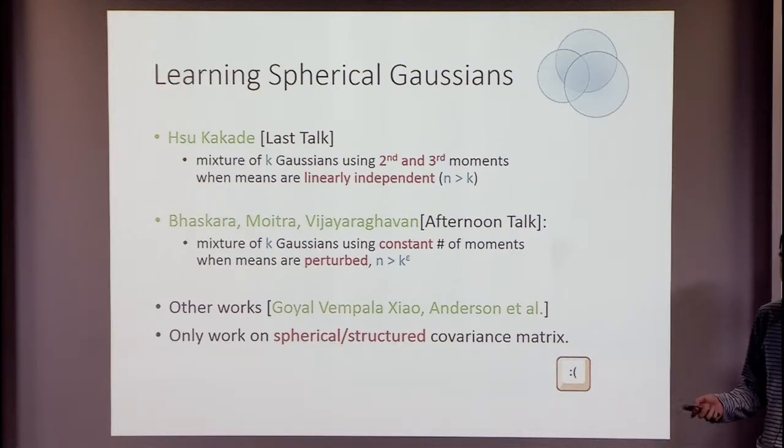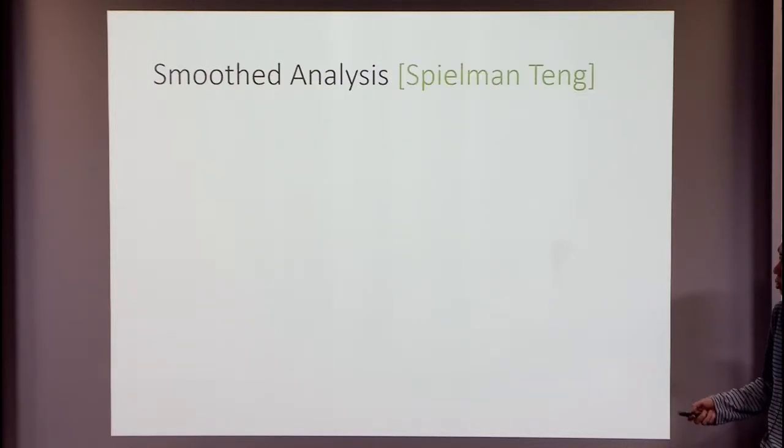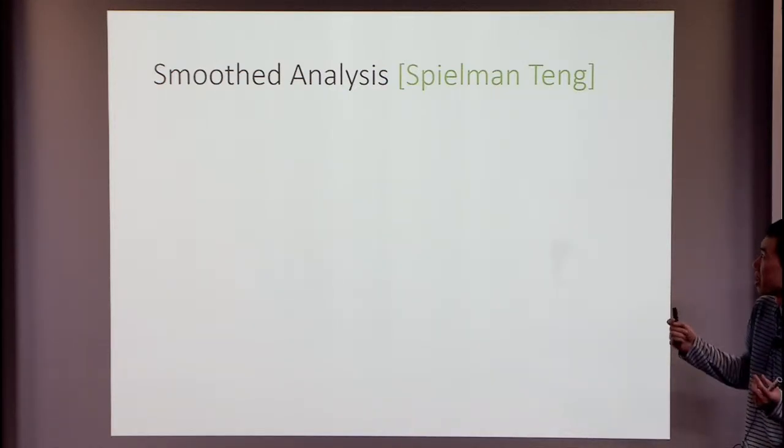But we cannot hope to do this in the worst case. As Moitra and Valiant showed, this is impossible if you just use a polynomial in k number of samples. So instead of the worst case, we hope to work in this smooth analysis setting, which was mentioned in the last talk. Smooth analysis was first proposed by Spielman and Teng.